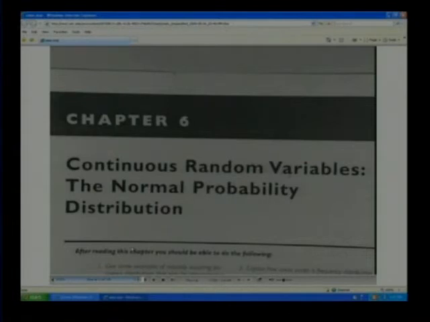But the continuous variable has the ability to have an infinite number of values between two points. There's an infinite number of values between 1 and 2. There's an infinite number of values between 1 and 1.5. It's just one of the concepts that we deal with, but that's continuous random variables. So we're going to talk about that a little bit and the normal probability distribution that we have.